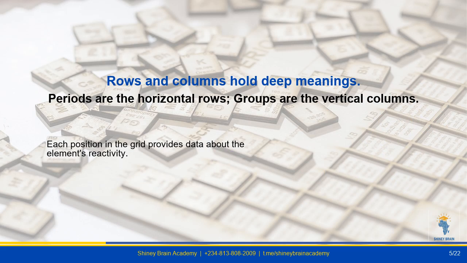When you look at the periodic table, notice the structure. The horizontal rows are called periods, and each period tells you the number of electron shells an atom has. The vertical columns are called groups, and these are incredibly important because they group elements with similar chemical characteristics. Elements in the same group tend to react in similar ways, which is the cornerstone of predicting chemical reactions.